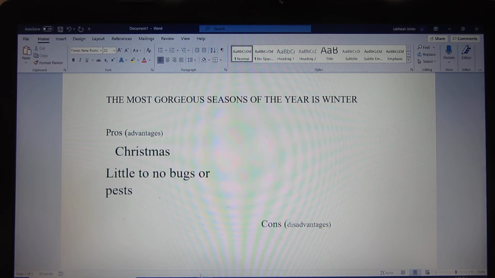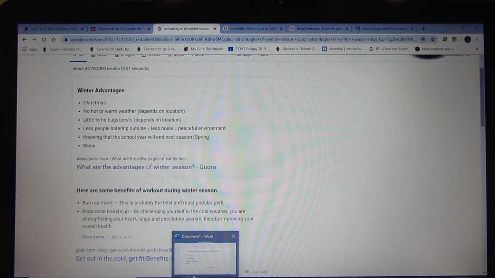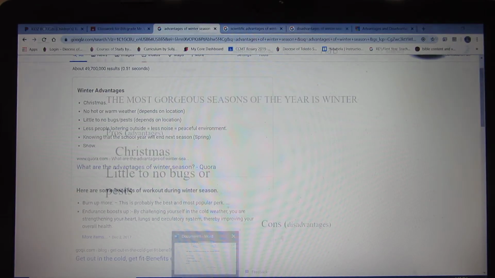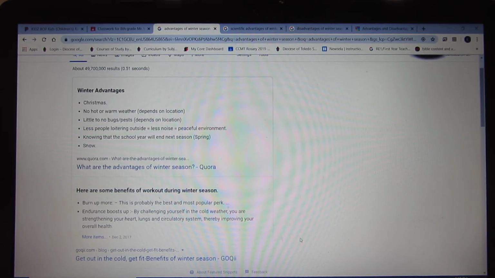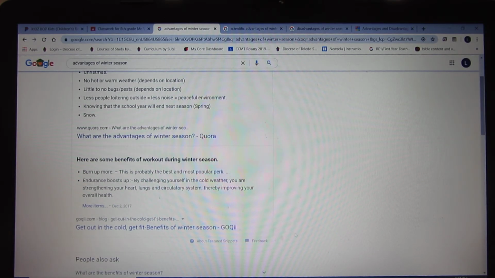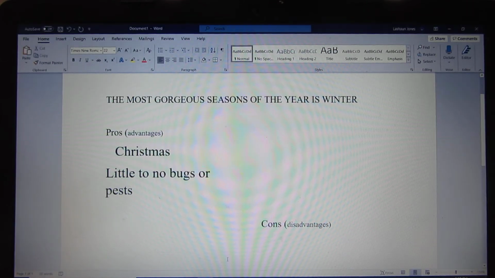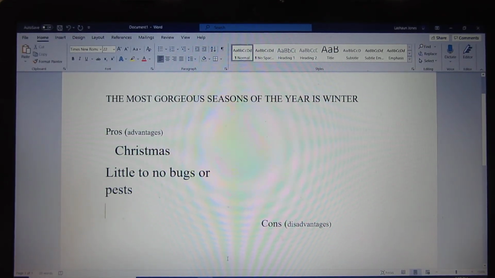The next one, going back to the list, less people loitering outside. So write that down, there's less litter. People are littering. Less noise, peaceful environment. Yeah, not in every situation because some places are still kind of loud.